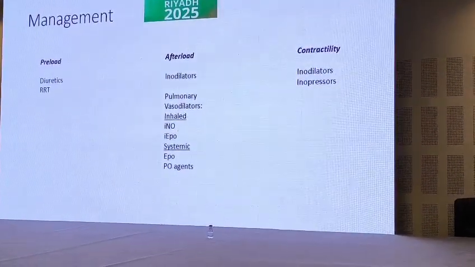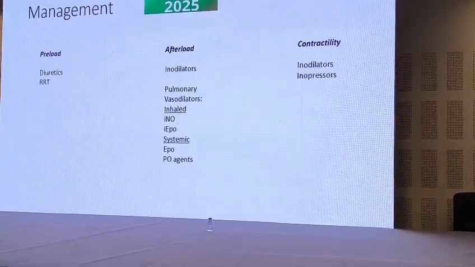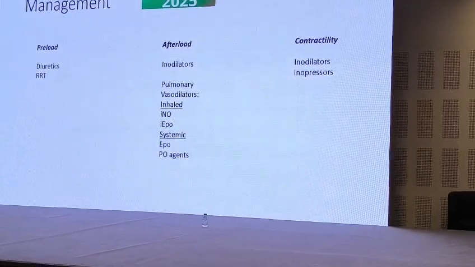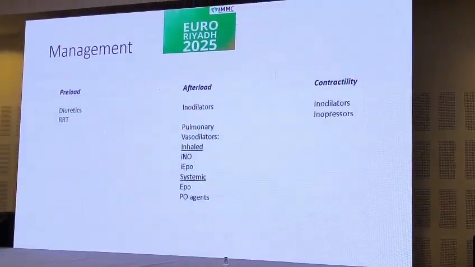Contractility depends on your MAP and resistance. You have to choose between inodilators, dobutamine and milrinone. If you have a soft MAP, you better go with epinephrine. So an inopressor. Epinephrine is the best inopressor you have.